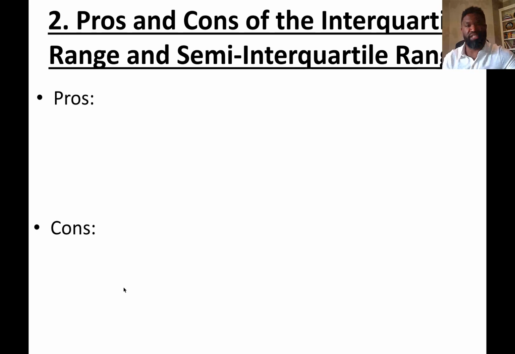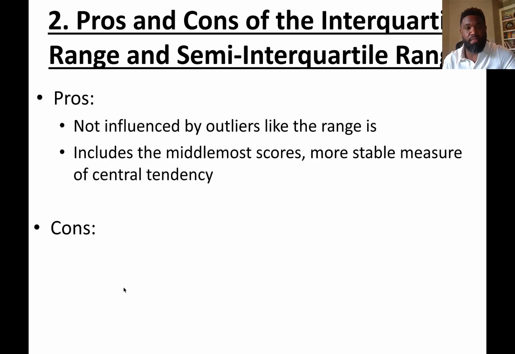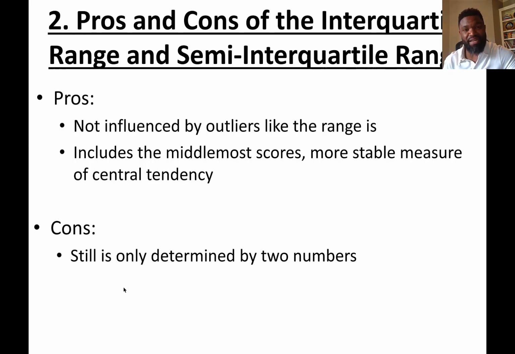Now, there are some pros and cons of the interquartile range and the semi-interquartile range. So the pros of it relative to the range itself is that it's not influenced by outliers, right? Because we're not taking people who are way out on the edges. We're leaving out the top 25% and the bottom 25%, and that's where the outliers will be if they're in there at all. And another thing about it, it includes only the scores that are mostly in the middle. It's the 50% of scores that are right in the middle of the distribution. And so it's a more stable measure of central tendency in that regard.